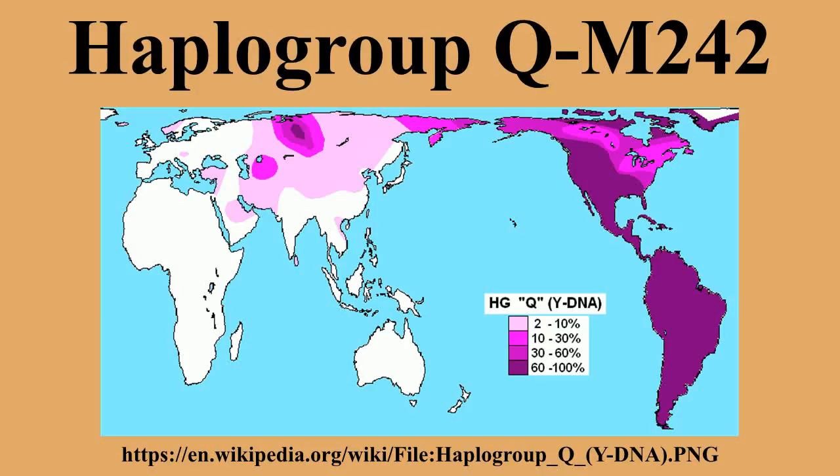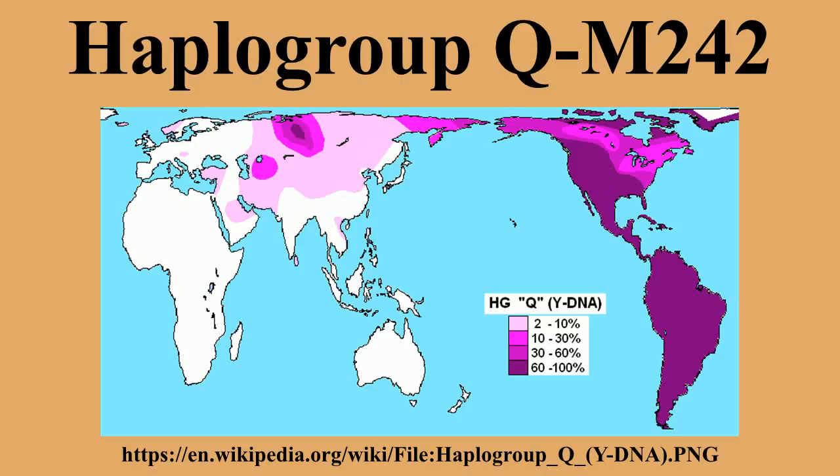Q-M242 is found in 55.6% in the Aga tribe in northern Thailand. The Aga are known to have moved from southern China to Southeast Asia over the past centuries, and to have originated from a northern area such as Mongolia or Manchuria a long time ago.